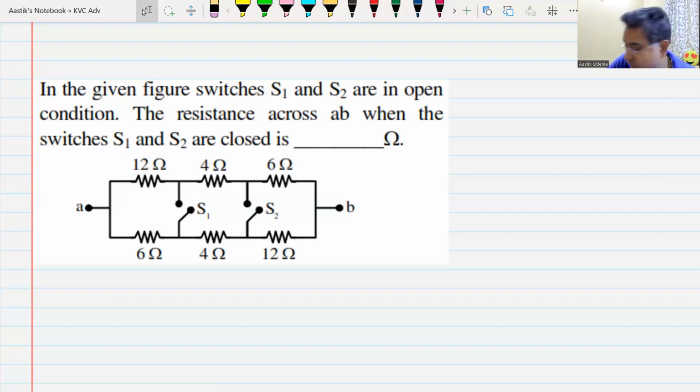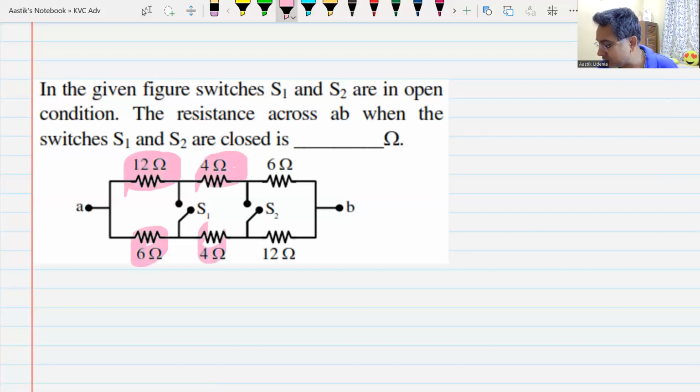10 ohms, sir. 12 and 6 are in parallel, 4 and 4 are in parallel, 12 and 6 are in parallel, and that is your answer. 4 plus 4 plus 2. Answer is 10. Yes or no? Yes, sir.